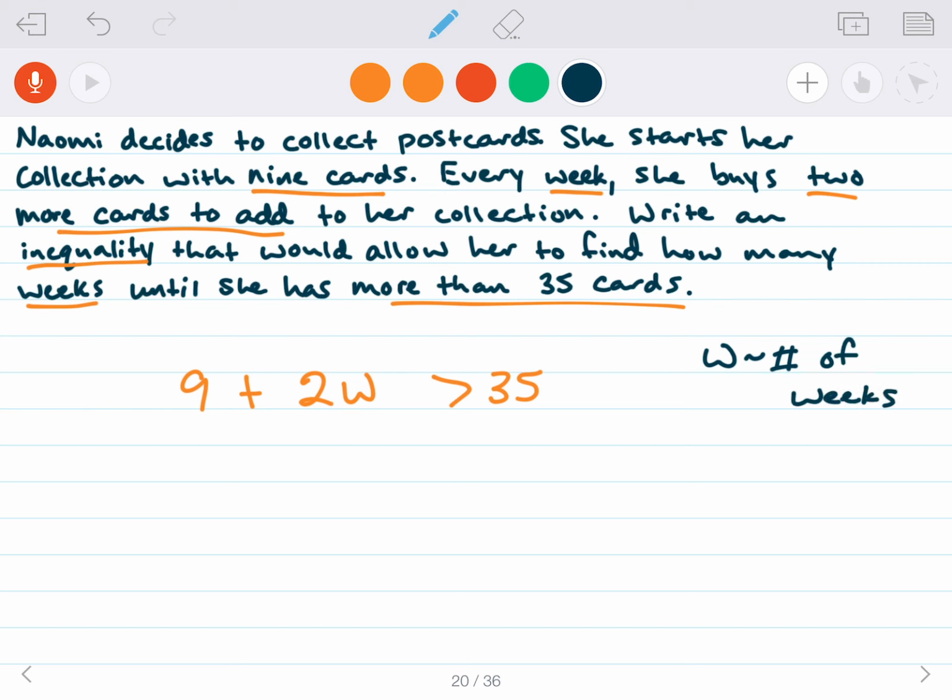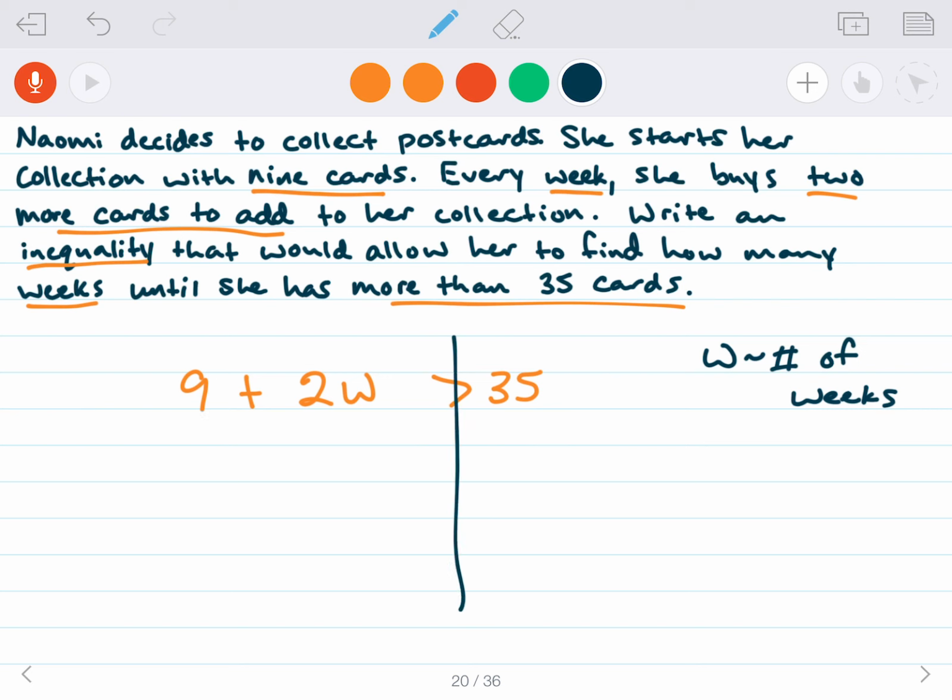Because, you know, if W is 0, then she only has 9 cards, right? 2 times 0 is 0. So she only has 9 cards if there's 0. If she lets a week go by when W equals 1, 2 times 1 is 2, 9 plus 2 is 11. She'll have 11 cards, okay? But we want this to be more than 35 cards. We want to see, what does W have to be for her to have more than 35 cards?